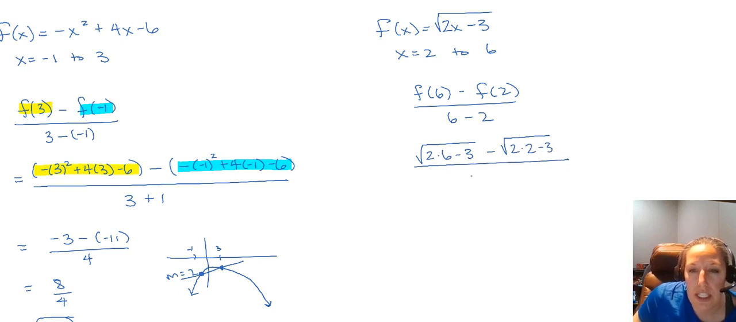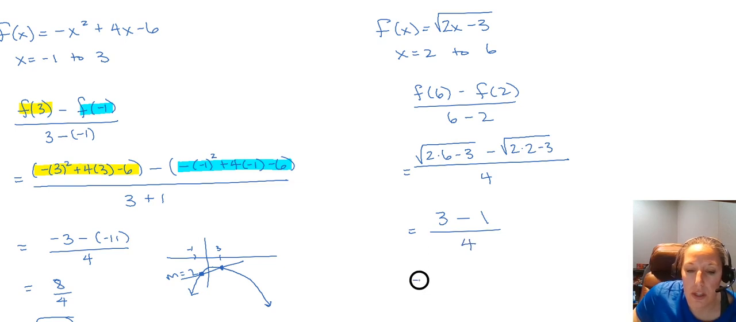In the denominator, 6 minus 2 is 4. So 2 times 6 is 12, minus 3 is 9, square root of 9 is 3. And then 2 times 2 is 4, minus 3 is 1, square root of 1 is 1. And so on this one we get 3 minus 1 is 2 over 4, which simplifies to 1/2. So our average rate of change on that interval is 1/2.